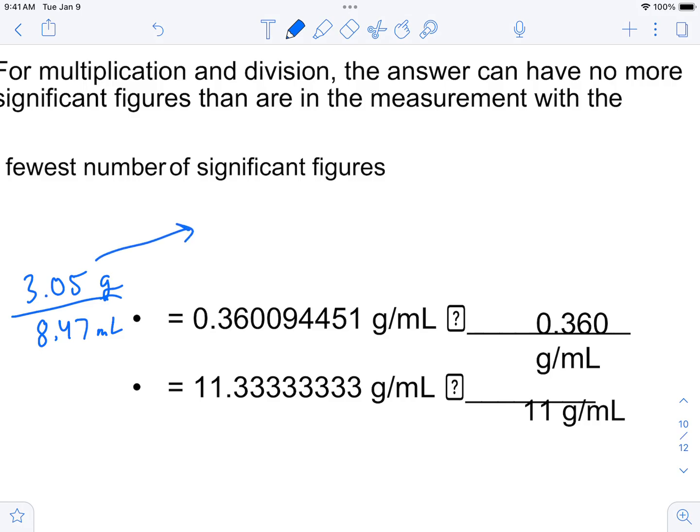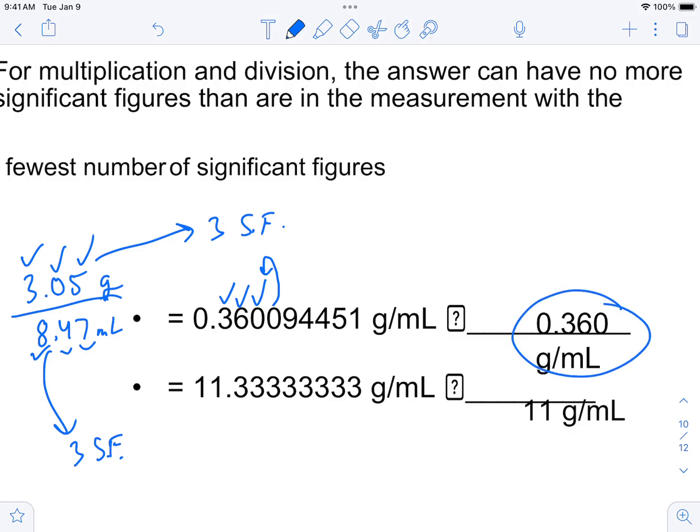You look at each number individually and count the total sig figs. So this guy up here, they're all significant. He has 3 sig figs. This guy down here, they're all significant. He has 3 sig figs. You go by the lowest number. So since they both have 3, you would just go by 3. But if one had 2 and one had 3, you would go by the 2. But here, since they both have 3, we would round this guy to 3 sig figs. 1, 2, 3. This guy does not tell you to round up, so you just keep it as 0.360.